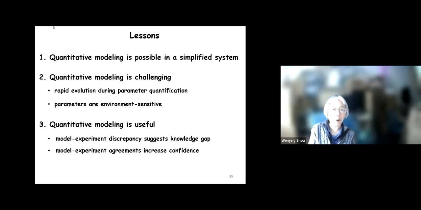So I think it's very well suited for engineered communities, especially where the interactions are defined or simplified, or maybe natural communities where the interactions are dominated by one or two types of mediators. So I think this is for this type of community. Thank you very much.